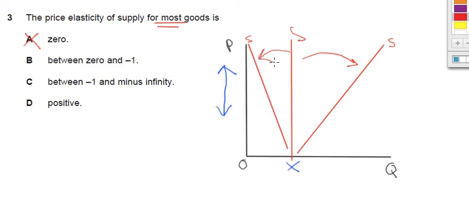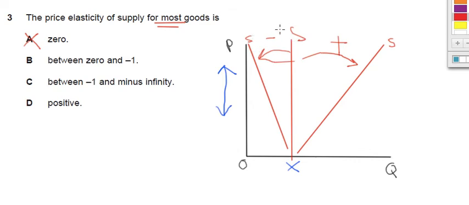Okay, let's deal with this way. This way is represented by a positive number. That is because as price changes, quantity also changes. As price increases, quantity increases. Positive number. This would be represented by a negative number. As price increased, quantity decreased. Negative.